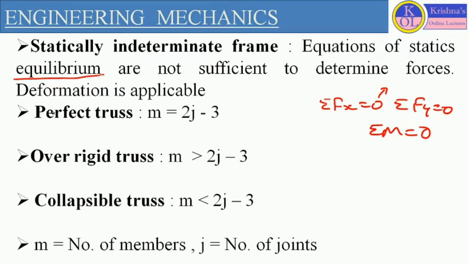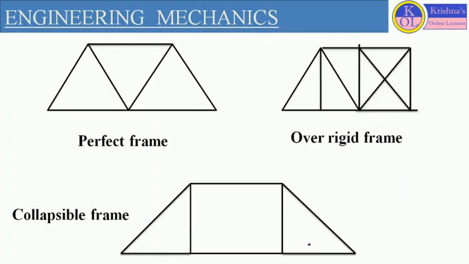Now let's move toward another type of trusses. Here there are three more trusses I'm going to discuss: perfect truss, over rigid truss and collapsible truss. These three types of trusses are based on one equation, and that equation is m equals 2j minus 3, where m is known as the number of members and j is known as the number of joints. Here we have three diagrams related to perfect frame or perfect truss, over rigid frame and collapsible frame or truss.